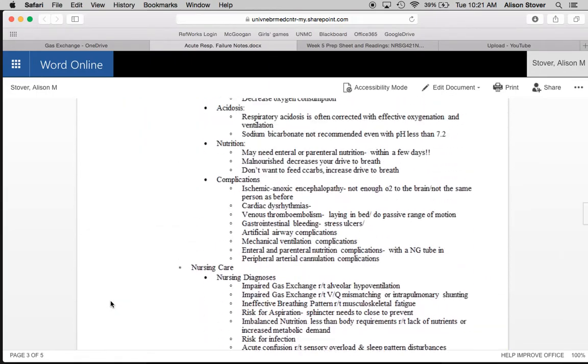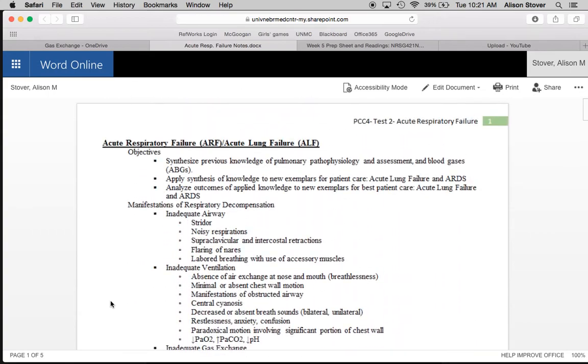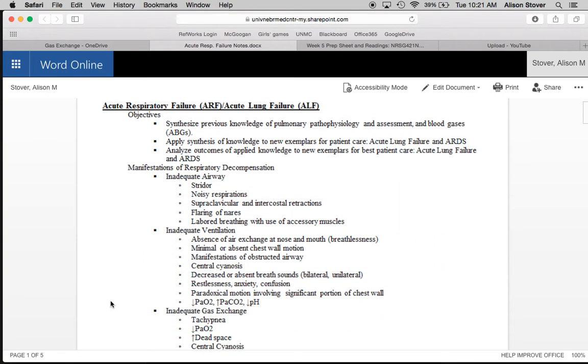So this, in a nutshell, was acute respiratory failure. I hope this was helpful.